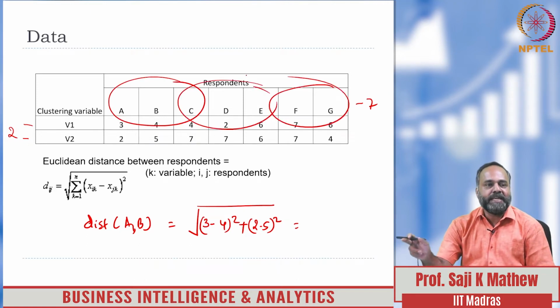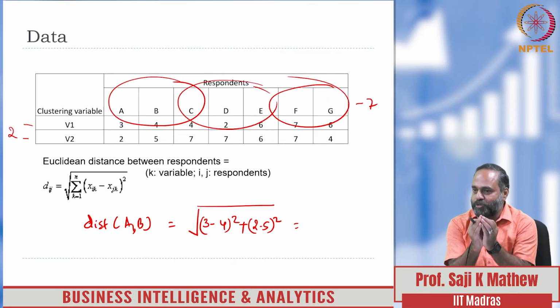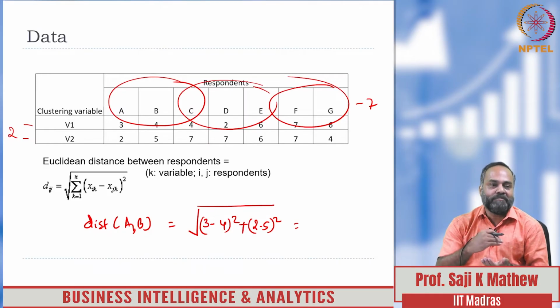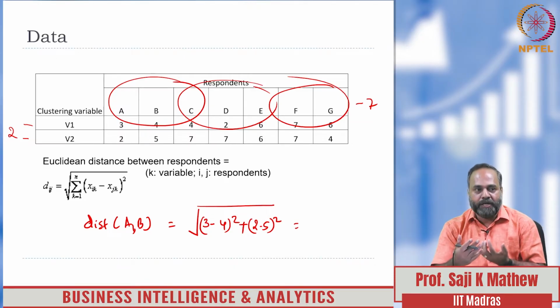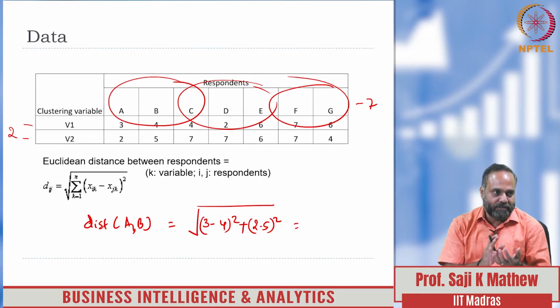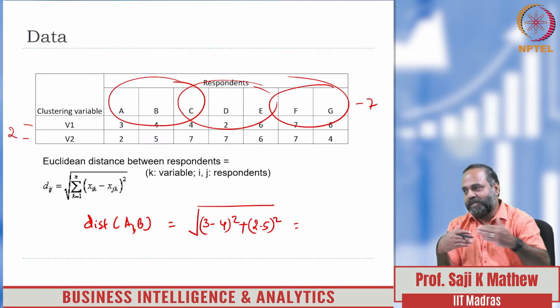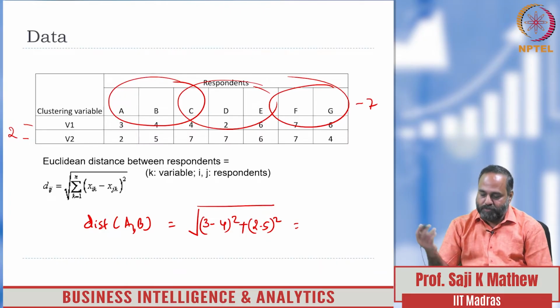A, B, C, D, E, F, G are the objects. We want to put them together, not v1, v2, v3, v4. Unlike factor analysis, we are not doing dimensionality reduction, where we try to reduce the number of dimensions, that is your PCA. Here we are trying to group objects together based on their attribute values.